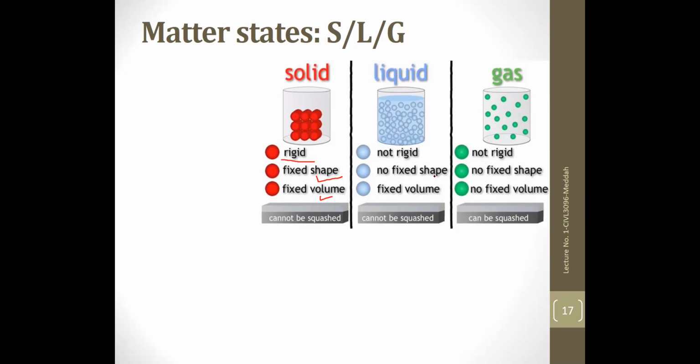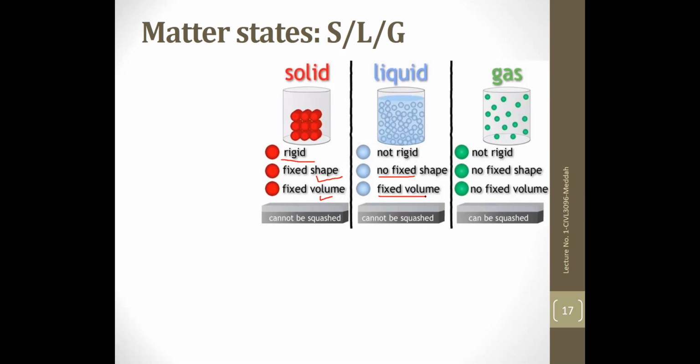Also the shape is not fixed. So the liquid material will take the shape of the container. If you put it in a cylinder, it will take the shape of a cylinder. If you put it in the shape of a cube, it will take the shape of a cube. If you put it in another, complex shape, it will take that specific shape. So it does not have a fixed shape like the case of solid material.